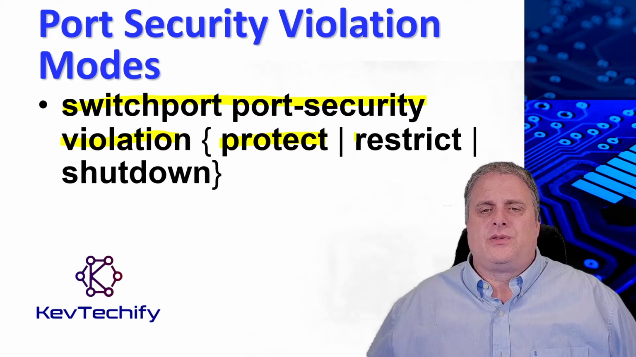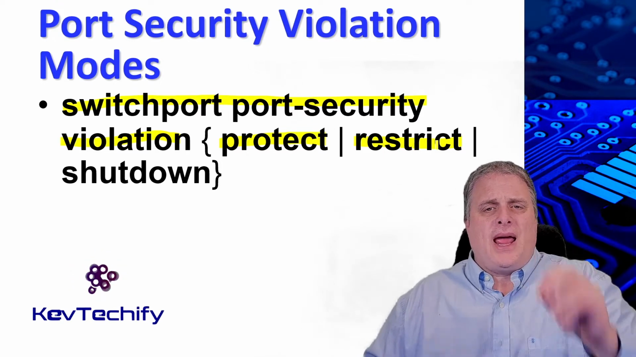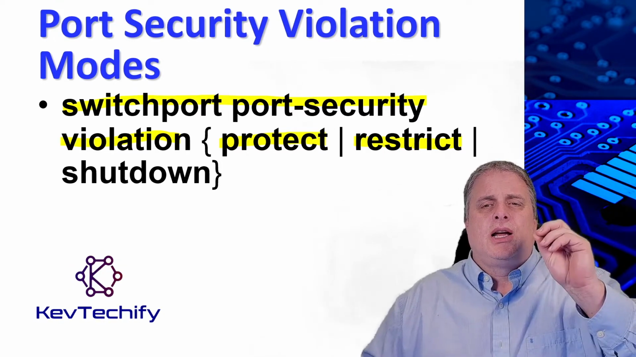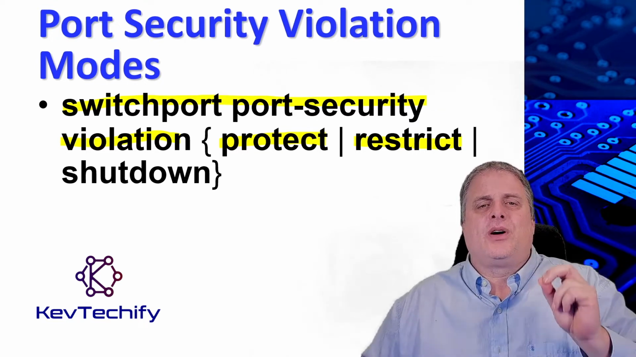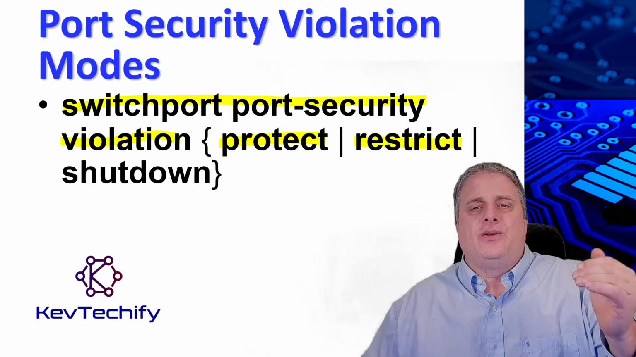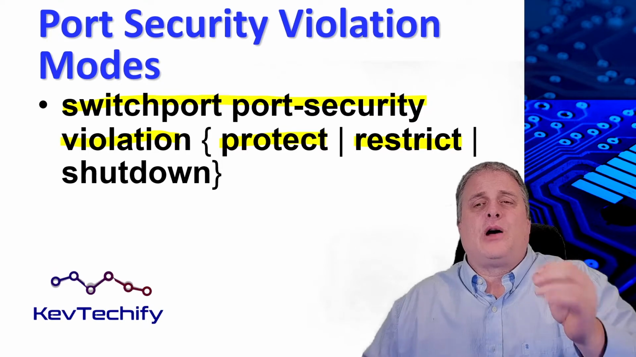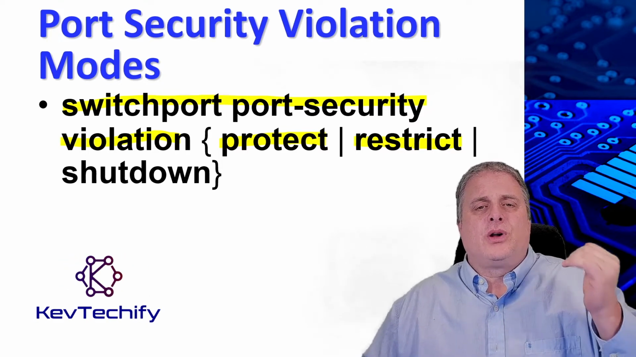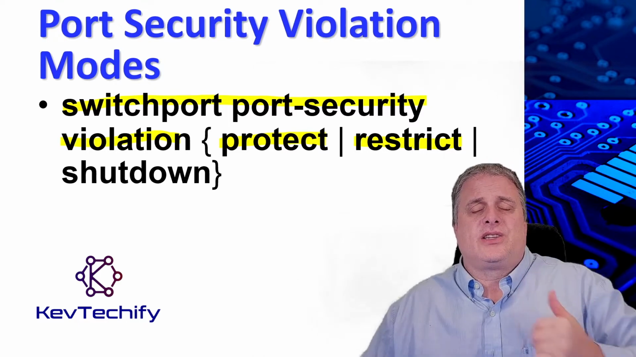Then we have restrict here. Here, the port drops packets with unknown source addresses until you remove a sufficient number of secure MAC addresses to drop below that maximum value, or until you increase the maximum value of allowable MAC addresses. This mode causes the security violation counter to increment and generate a syslog message.